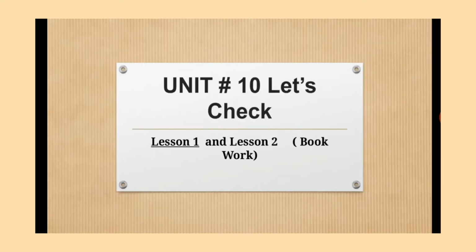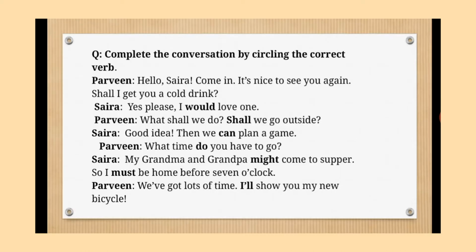Students, today we are starting Unit 10. We'll discuss Lesson 1 and 2. It's your book work, so open your books. First question is complete the conversation by circling the correct verb. At page number 50, you are given more than one verb. What you have to do is circle the correct verb. Here are given the correct verbs in bold word.